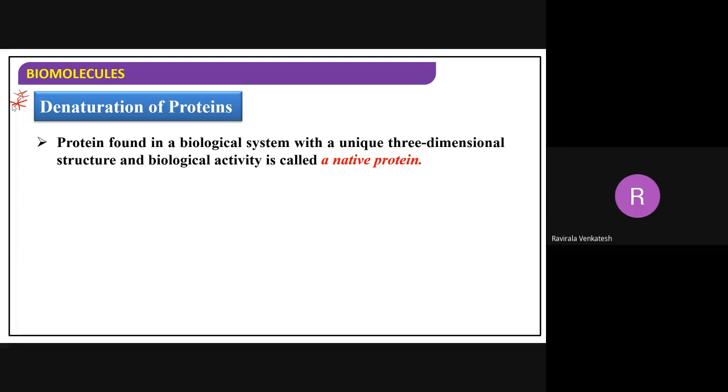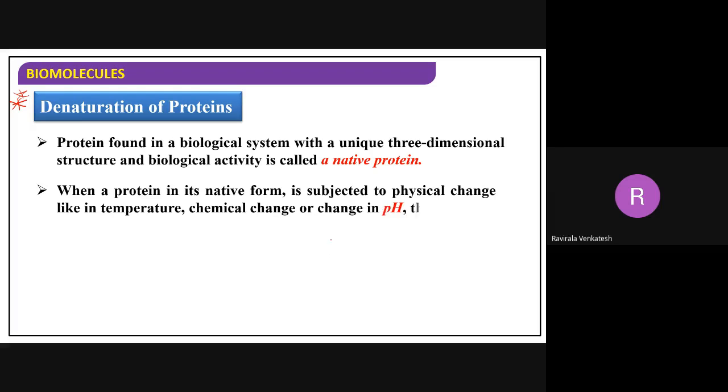You are changing the structures of the protein, not the primary structure. A protein found in a biological system with a unique three-dimensional structure and biological activity is called a native protein, a natural protein. Now, when a protein in a natural system is changed by changing the temperature and pH, the hydrogen bonds will be disturbed, so the tertiary, quaternary and secondary structures change. In that case, it is called denaturation of the protein.